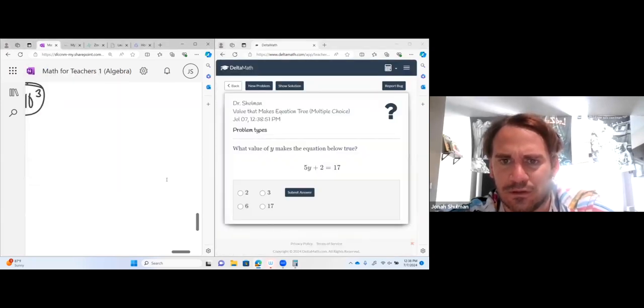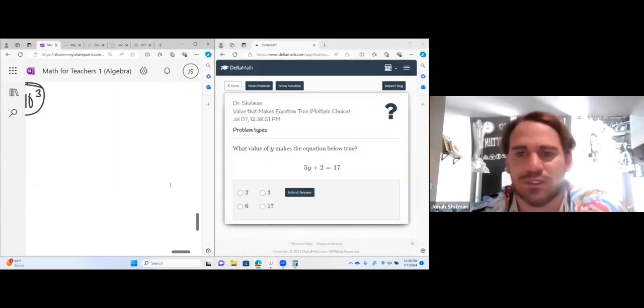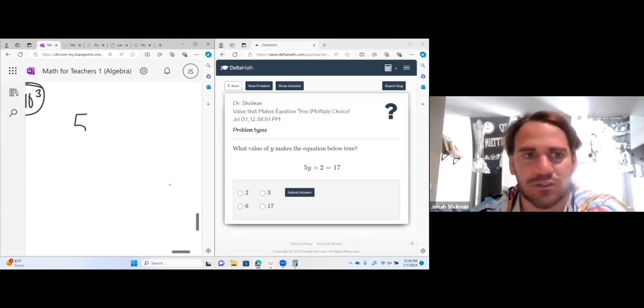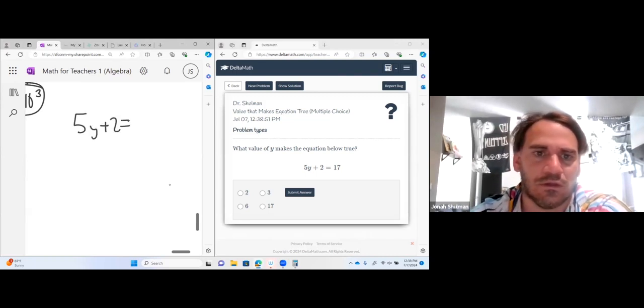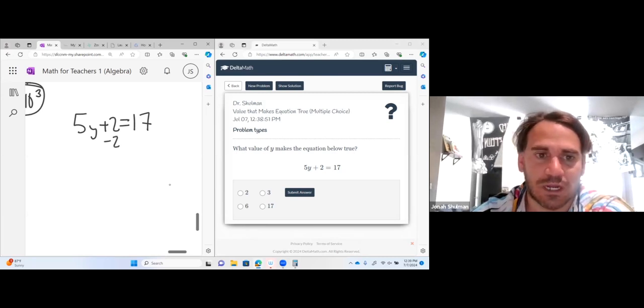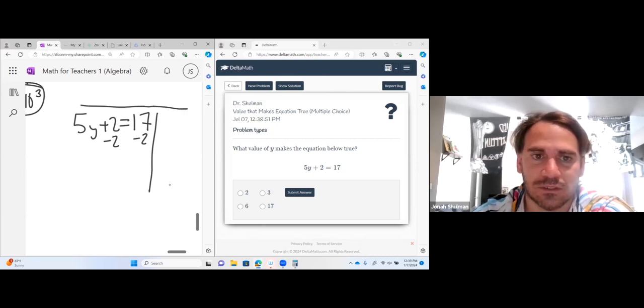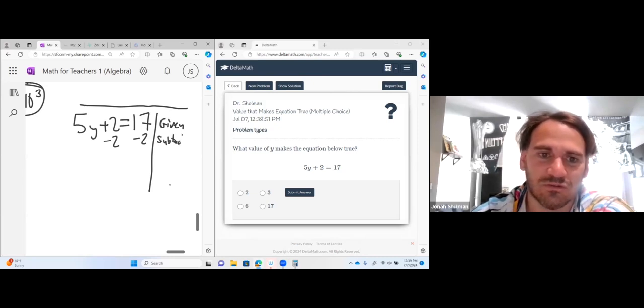Okay. What value of y makes this equation equal? All right. So here's a typical algebra problem you might get for your students. This would be way better with context. So the first step is we're going to subtract 2 on both sides. So have your students have the steps given. The opposite of addition is subtraction, or you can just have them subtract 2, but they really need to know the reason. It's because it's the opposite.